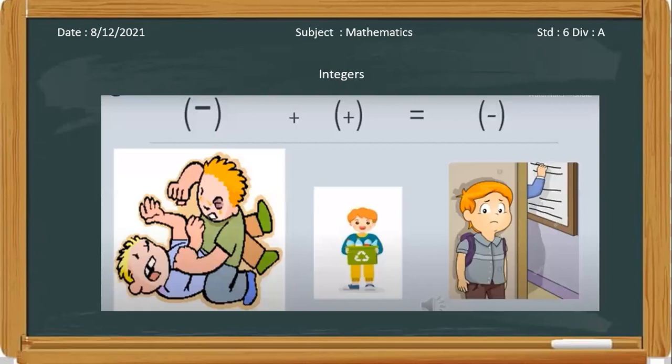So the next is, now see, we are fighting with our friends, right? Or our siblings. Regularly we are doing it. Or in our schools also, in recess, we are fighting with our friends. Is it a good word? No, right? We are bullying them for no reason. We are bullying our friends regularly, which is not good work, right?